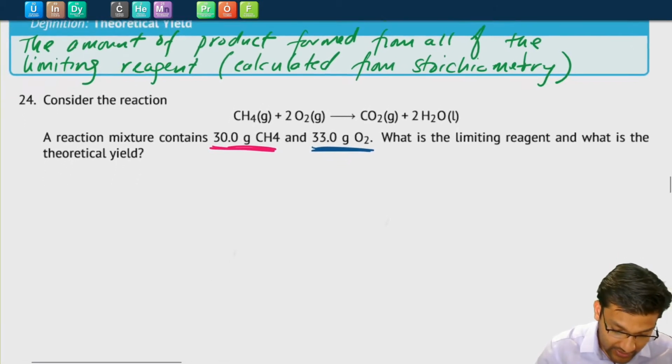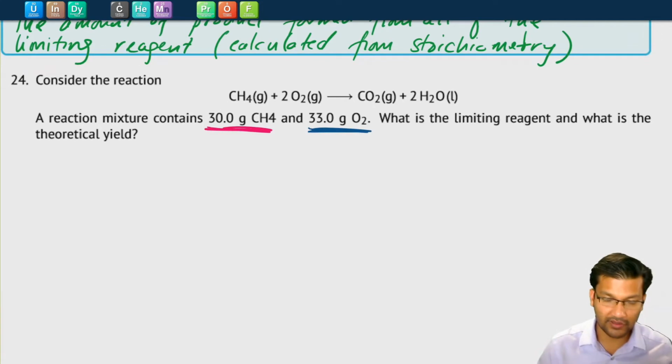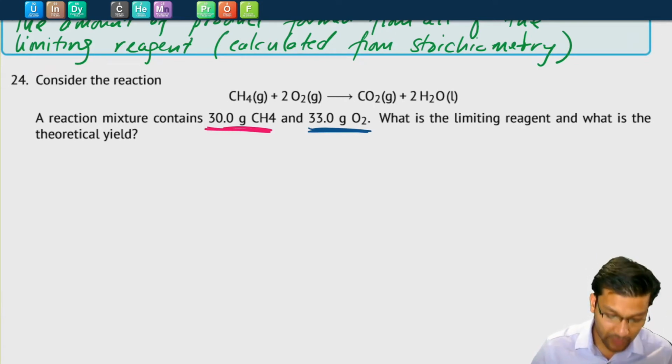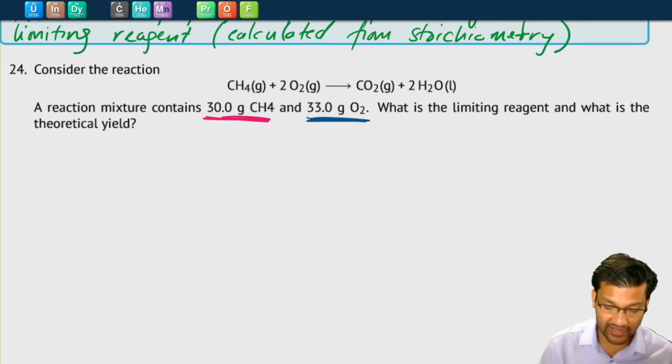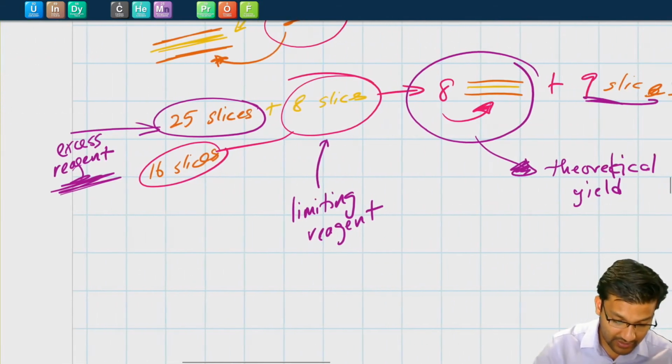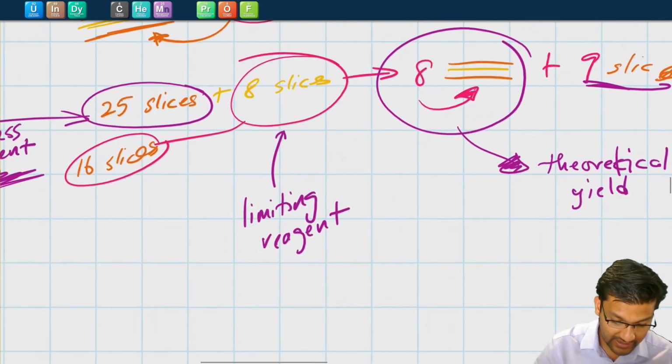The way I usually handle this, and if you've done the Pivot Labs and looked at those examples before, you'll see how I did those, is I try to figure out what my yield is with each of these. If I start with methane, how much product can I get? If I start with oxygen, how much product can I get? Whichever one forms the smaller amount of product, that's my limiting reagent, and that will be my theoretical yield. For example, let's look at making our sliced bread.